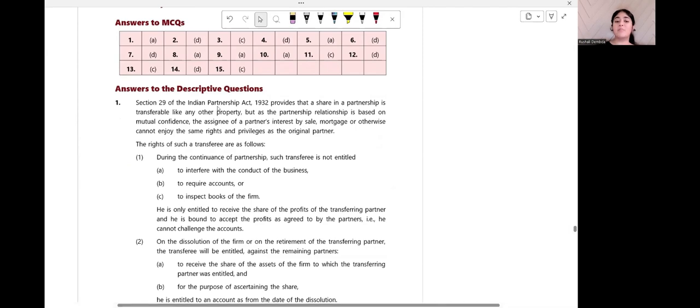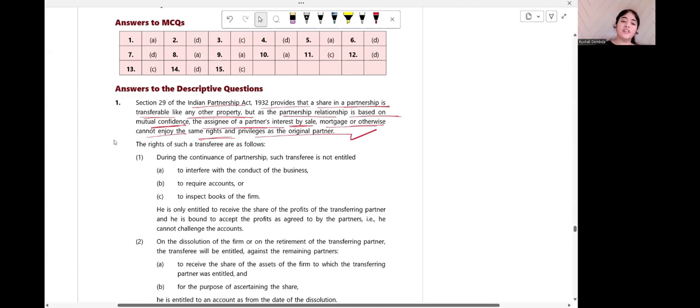We have to see. Section number 29 of the Act provides that a share in a partnership firm is transferable like any other property. Like you transfer properties, you can also transfer the share in a partnership firm. But as a partnership relationship is based on mutual confidence, the assignee of a partner's interest by sale, mortgage or otherwise cannot enjoy the same rights and privileges as the original partner. Whatever rights were there to the original partner, the same rights will not be available to the person who has been transferred all the rights.